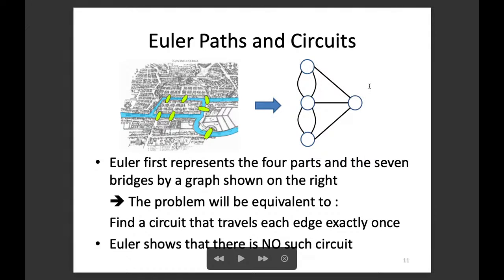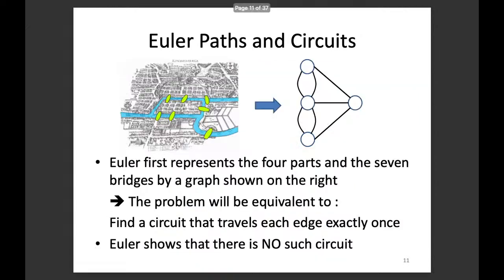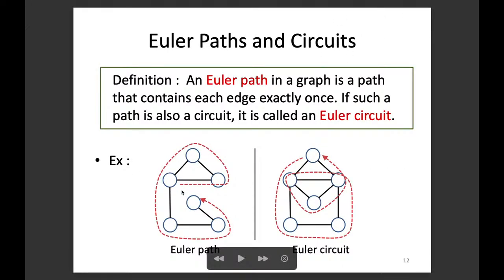Now the problem here is, can we start from a certain vertex, go across all the bridges exactly once, and then end back where we started? So is there a circuit that travels each edge once and only once? Okay, exactly once. If this is the case, then we say we have an Euler circuit. The concept of an Euler path is, can we start at a certain vertex and walk along the edges so that all the edges are included? We don't care about the starting and ending. As long as we can do so, this is called an Euler path.